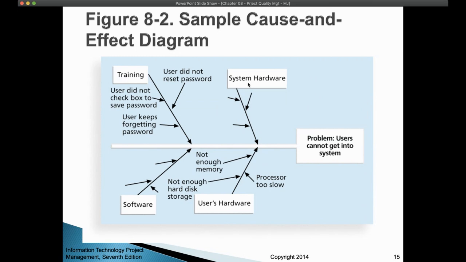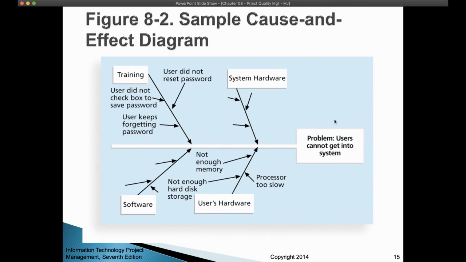Or it may be a system problem or hardware problem. Your servers are not functioning. Or it may be a software problem. Your software is having a glitch or something. So these are the causes. Or it may be the user's hardware. Maybe your client, not the server, the computer that you're working on, has a problem in the memory, or there's no disk space or something like this. Or maybe it's very slow.